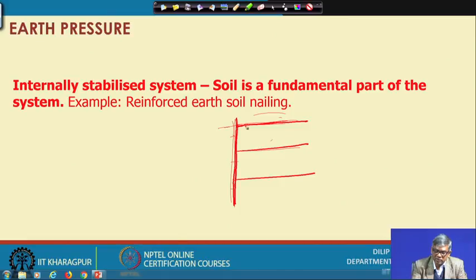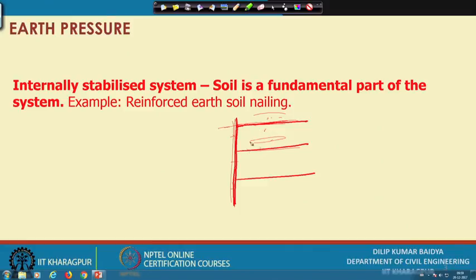So, since the soil itself is taking a fundamental part, the interaction between the soil and reinforcement, whatever frictional force develops, that actually helps in stabilizing the wall. Because of that, this is called an internally stabilized wall. So, the soil and reinforcement together interact and make the system stabilized. So, reinforced earth is the example, and then there can be soil nailing also.